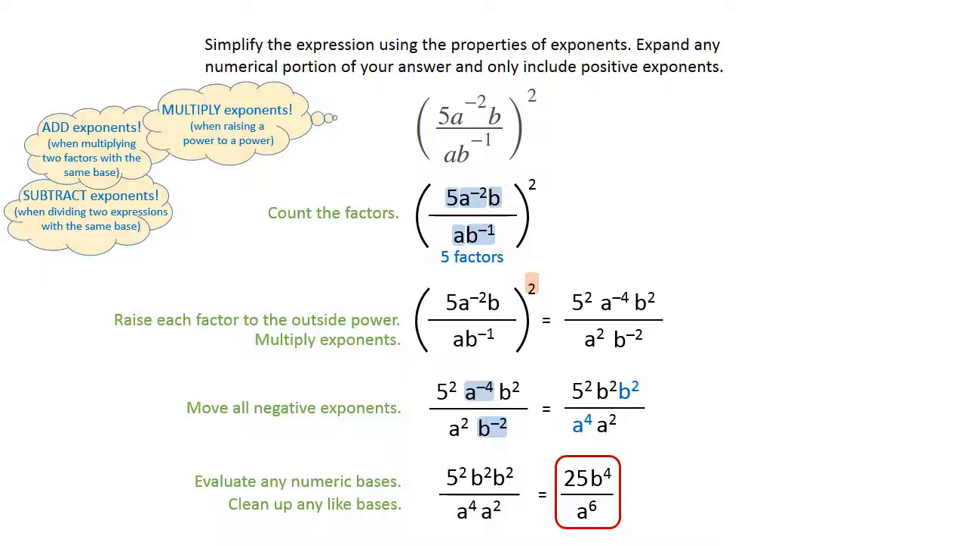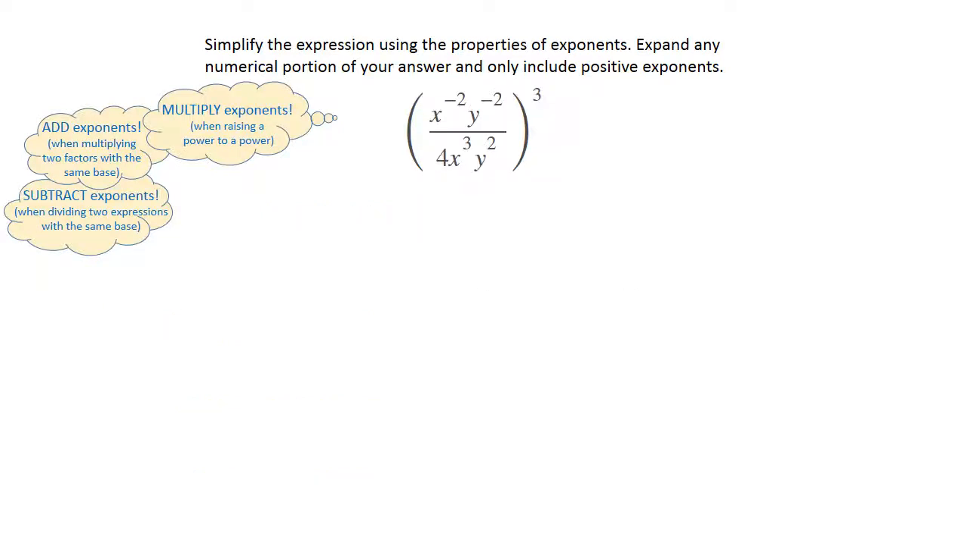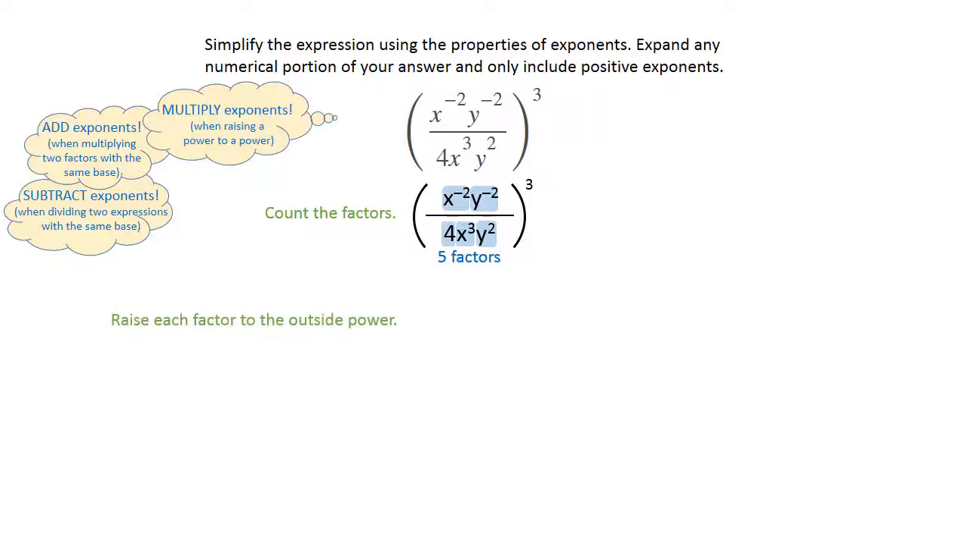I'm going to run through one more problem with you. In this second example, we're going to run through it a little bit quicker, and you are welcome to pause the video if you need to. First thing we're going to do is count the factors. So let's look at the expression. Inside the parentheses, I see 5 distinct factors. We're going to raise each of those factors to the outside power, and we're going to multiply any exponents that we run across. The outside power is 3.